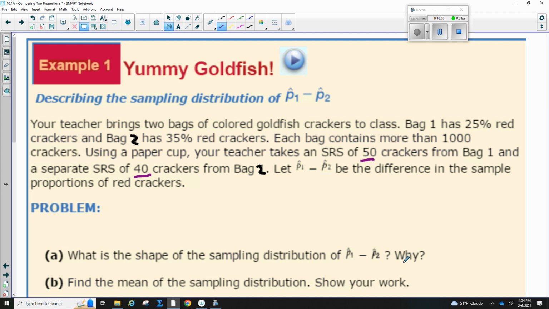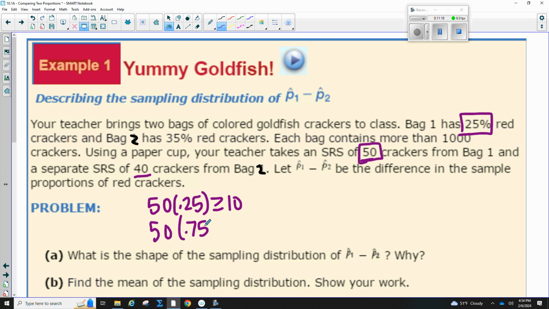All right, so to check shape, we're just going to do np greater than or equal to 10, n times 1 minus p greater than or equal to 10. So for bag one, you got to keep track of your data. This is bag one. We took a sample size of 50, and we know there's 25% red crackers. So I need to check 50 times 0.25 greater than or equal to 10, and 50 times 1 minus 0.25, which is 0.75, greater than or equal to 10.